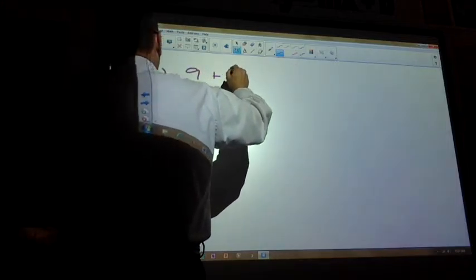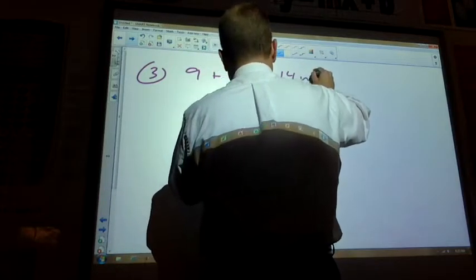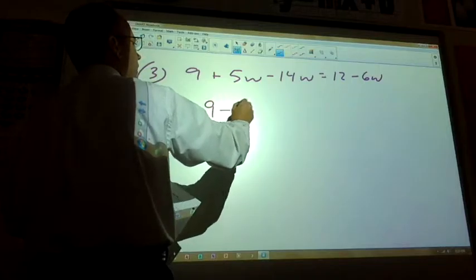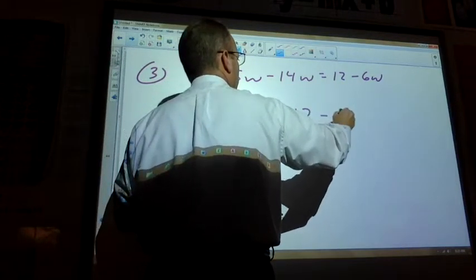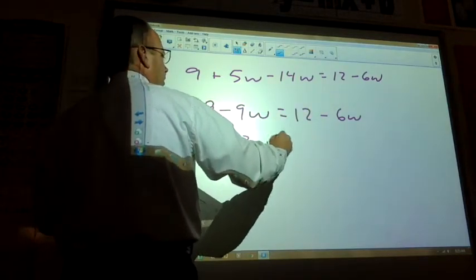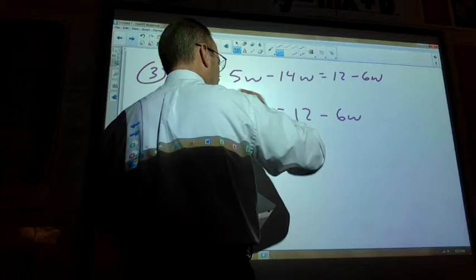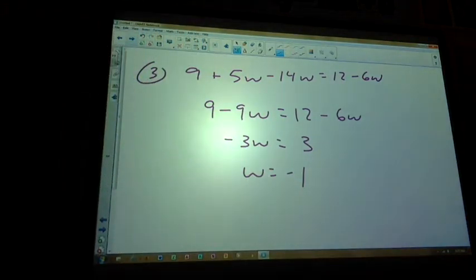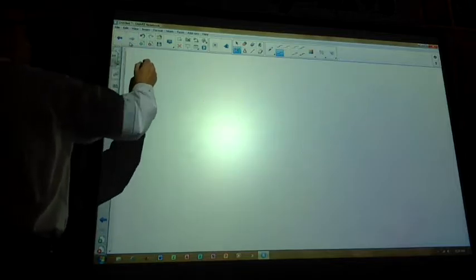Okay. 3 times 9 plus 5w minus 14w equals 12 minus 6w. Like terms over here would be, let's see, I could add 6w, subtract 9, w equals negative 1 if I divide by negative 3. All right, 6 through 10, I know number 10 is on the agenda. Number 11. 6 through 10, good. Let's do number 10 first.